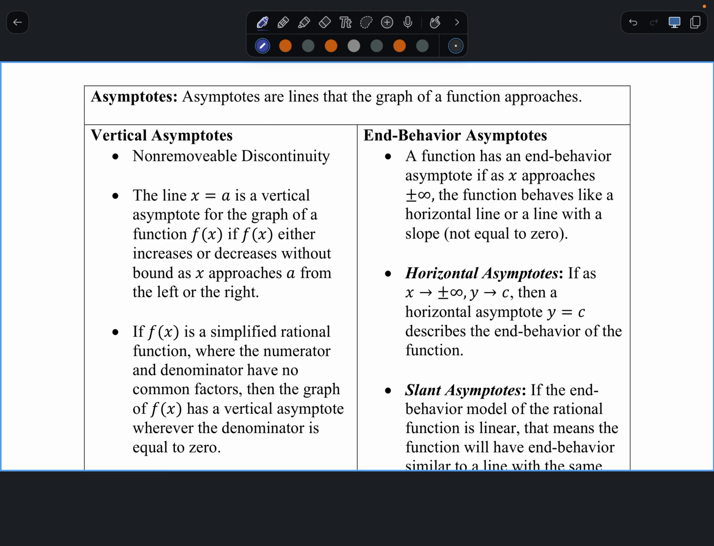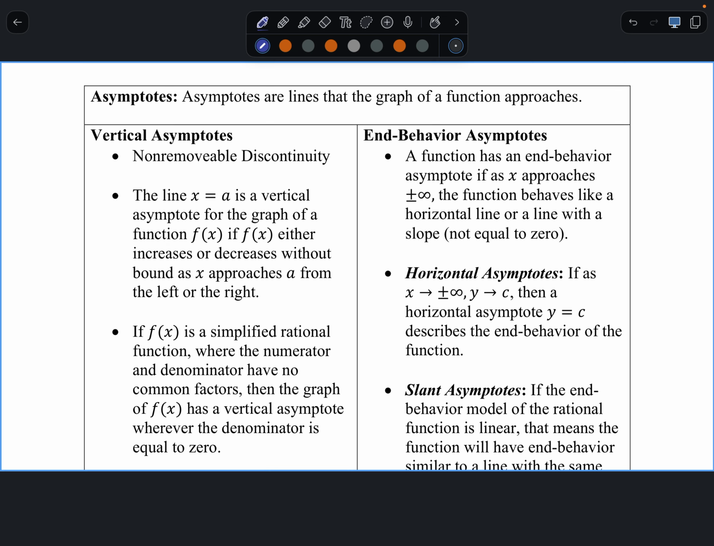Asymptotes. I hate the way that algebra and pre-calc textbooks present asymptotes. I think it really confuses students, because students start thinking of all asymptotes as being discontinuities, or like not being allowed to cross asymptotes, which isn't the case. There are different types of asymptotes. What an asymptote actually is, it's like an imaginary line that guides the behavior of the graph.